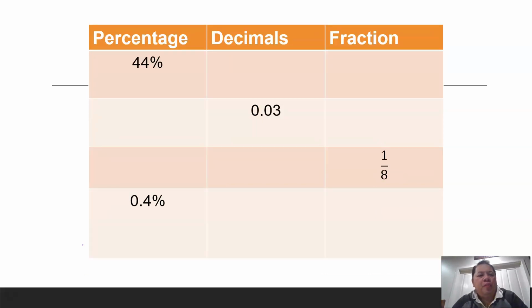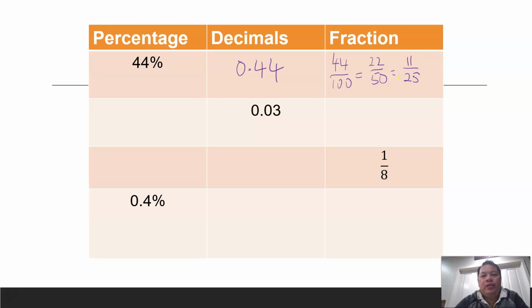Okay, so what about 44%? Quickly work it out. Convert 44% into decimal. It will be 0.44 because you move the decimal backwards 2 decimal places, right? And then the fraction, of course, is 44 out of 100. Simplified to simplest form, it's 22 out of 50. It's still not the simplest form, so it's 11 out of 25. That is the simplest form.